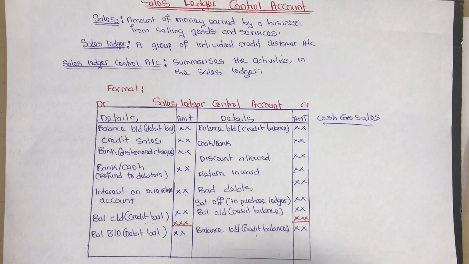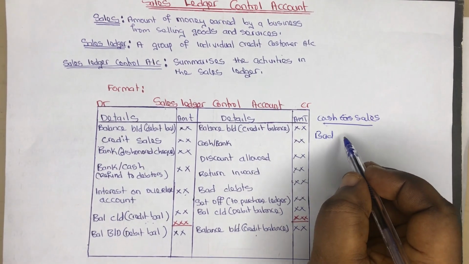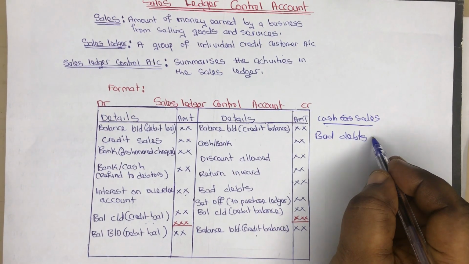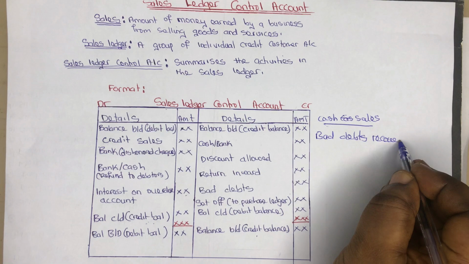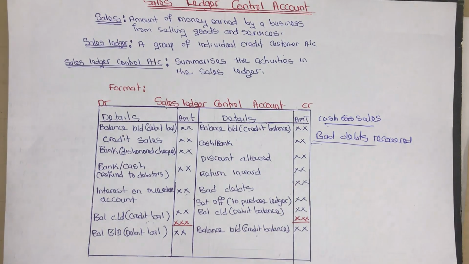And then we also have bad debts that have been recovered. The bad debts recovered are also not supposed to be in the sales ledger control account because this amount has already been recovered and it is recorded in the general ledger. So we don't have to record it in the sales ledger again.